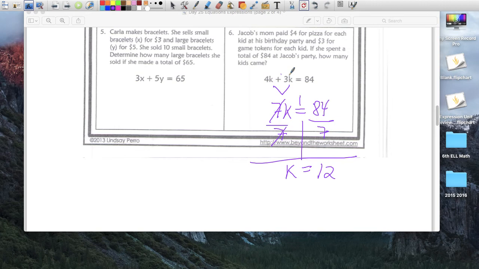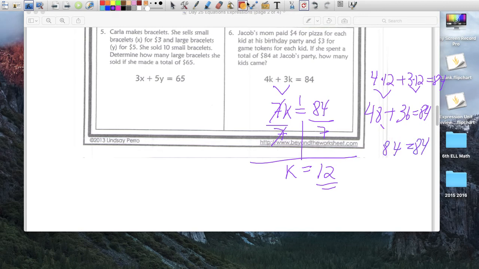Well, if you go to your original equation, you get 4k plus 3k, so 4 times 12. I know k is 12, right? So I'm replacing the k with 12. 4 times 12 plus 3 times 12 equals 84. Is that true? 4 times 12 is 48. 3 times 12 is 36. Does that equal 84? Yeah, it does. 6 plus 8 is 14. Carry the 1. Yeah, 84 equals 84. Okay.